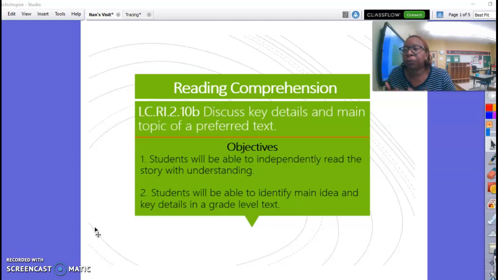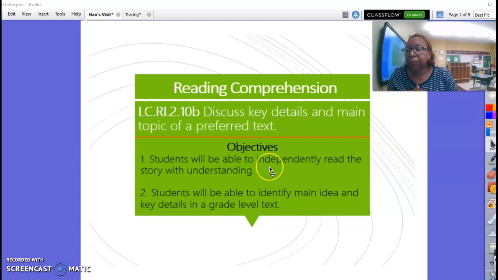So today we're going to do our reading comprehension. And you'll see these letters and numbers here. This is our standard. So the Louisiana Standard Connector is discuss key details and main topics of preferred text. And so what are the objectives? So what is it that I should get out of here as a student? This is what you should get.